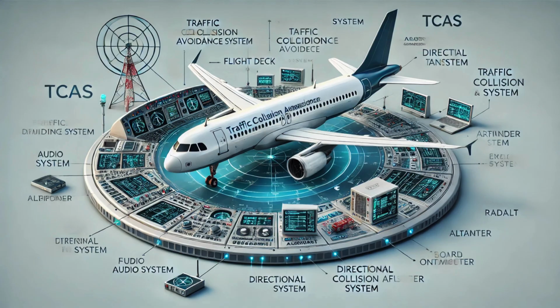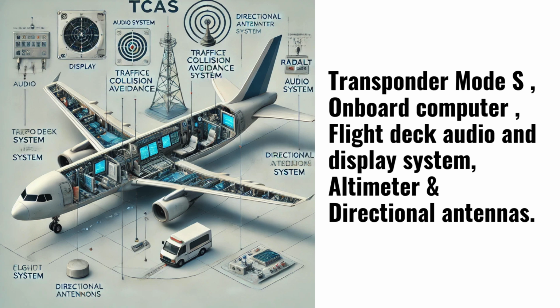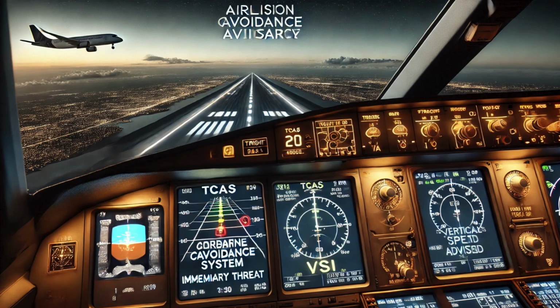Which are the surveillance sensors used by TCAS? TCAS relies on a combination of surveillance sensors to collect data on the state of intruder aircraft, and a set of algorithms that determine the best maneuver to avoid mid-air collisions. These sensors are the transponder Mode S, onboard computer, flight deck audio and display system, altimeter, and 2 sets of directional antennas.